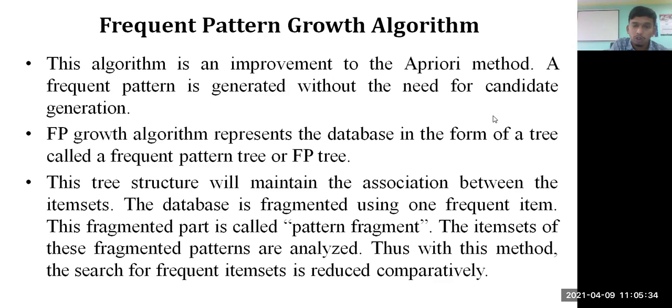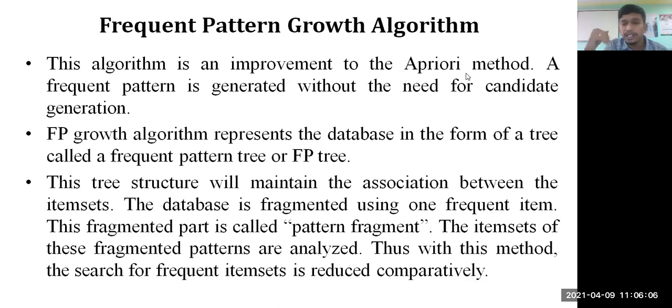sets. Talking about the FP growth algorithm, it is considered a better, improved approach over the Apriori method. As already discussed, FP growth doesn't need any candidate generation. Instead, it will scan the database and generate a frequent pattern tree. So we need to understand what a tree structure is here. This tree structure will maintain the association between the various item sets.